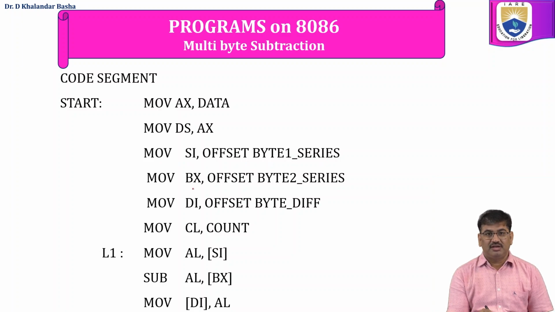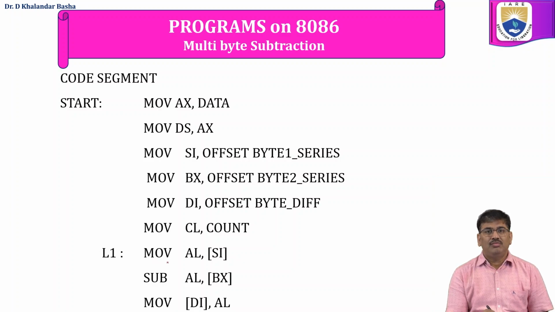Similarly, into BX, offset of byte 2 series, and the DI register will hold the offset of the difference byte. How many times the bytes are going to be subtracted, that count we are going to load into the CL register. Now we will start the program by fetching each and every byte from the byte 1 series as well as the byte 2 series. After doing subtraction, we will move the result into the difference byte.